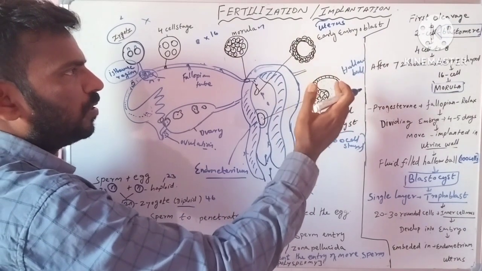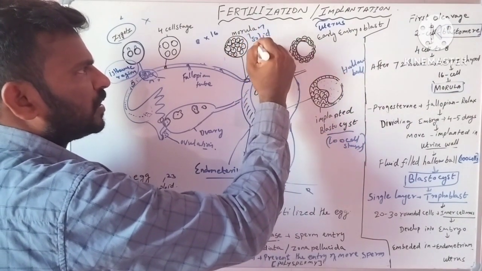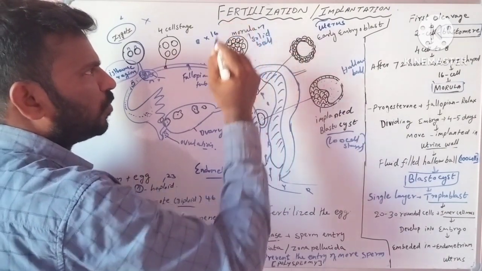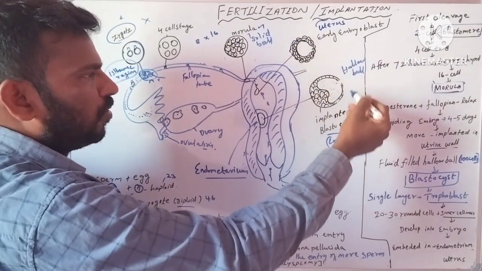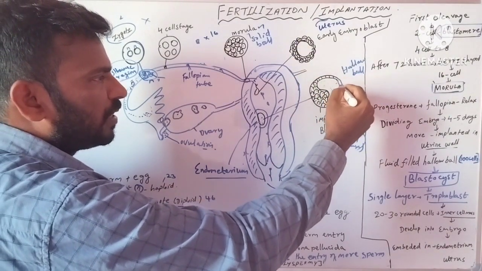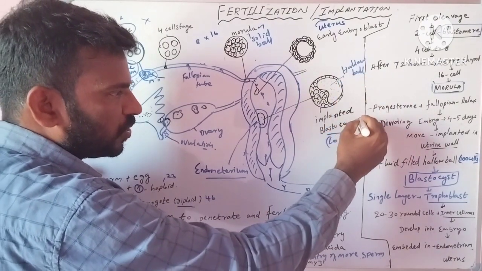Now the embryo. For the formation of the embryo, first there is the solid ball. This is a solid ball-like structure that is called the morula stage, the 16 cell stage. Then we form an early embryo. Finally, the embryo will develop. The developing embryo has a hollow ball-like structure that is called a blastocyst.